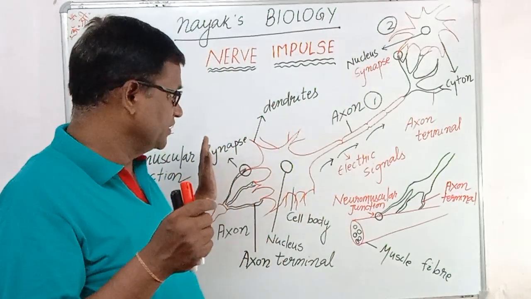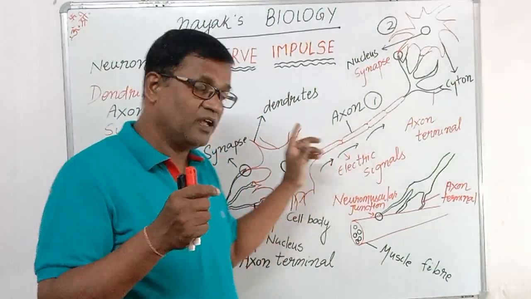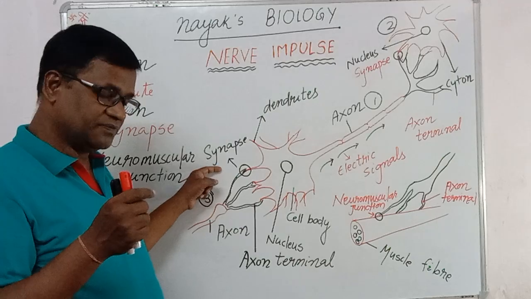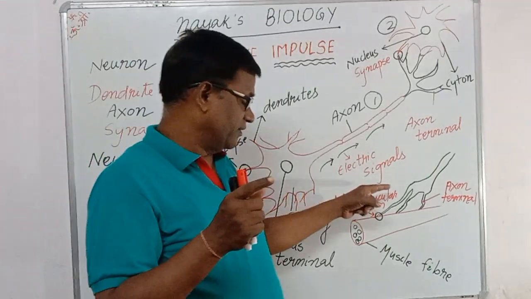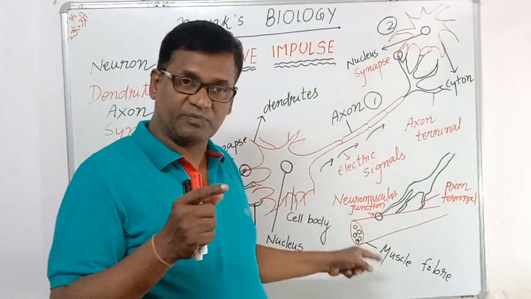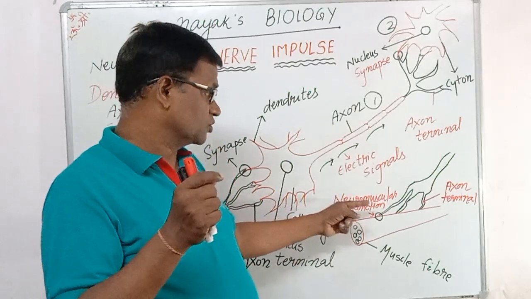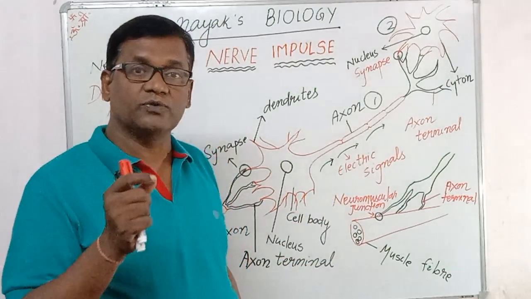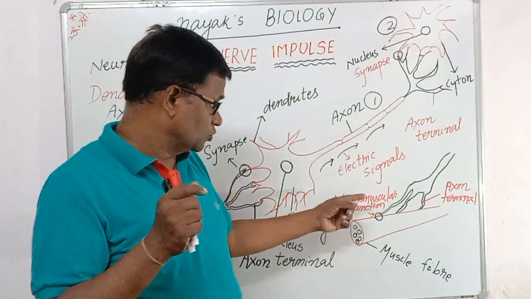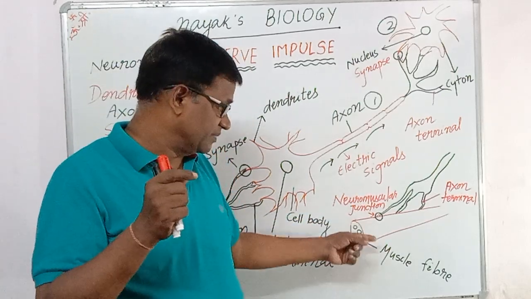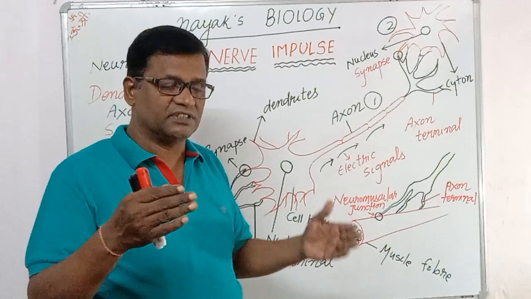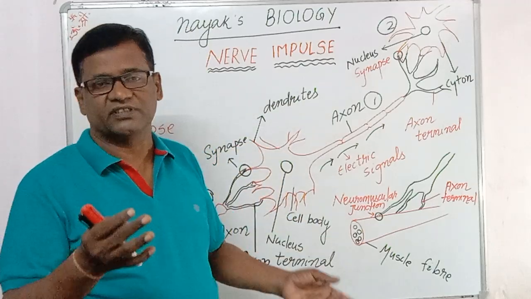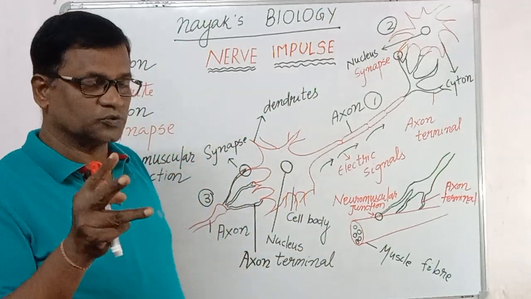Like this, one neuron is connected with another neuron by a junction called the synapse, whereas the axon terminals are connected to the muscle by the neuromuscular junction. Why is it called neuro? Because it is connected with the nerves. Muscular, why is it called that? Because it is connected with the muscles. And junction means when two things are joined with each other. That's why we read two junctions here.